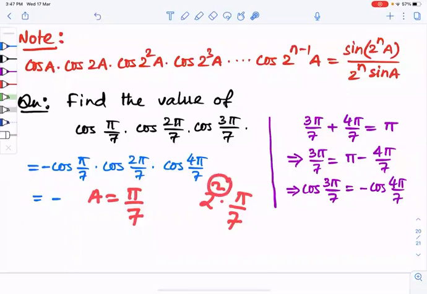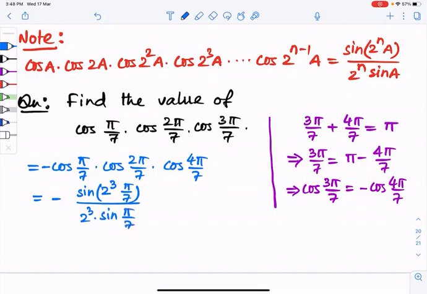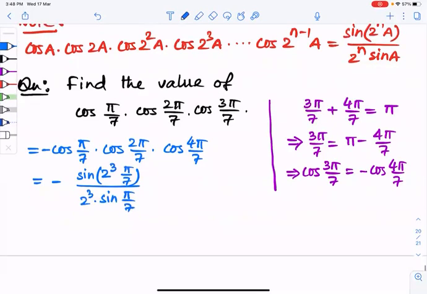So this 2 power is 2, and that means 3 terms are there. 3 terms means the power in the result should be 3. So I get sine of 2 to the power 3 A, what is our A? Pi by 7, divided by 2 to the power 3 into sine of pi by 7. That's what we get. So is this the answer? No, I can further simplify it. We will get minus sine of 8 pi by 7 divided by 8 into sine pi by 7.